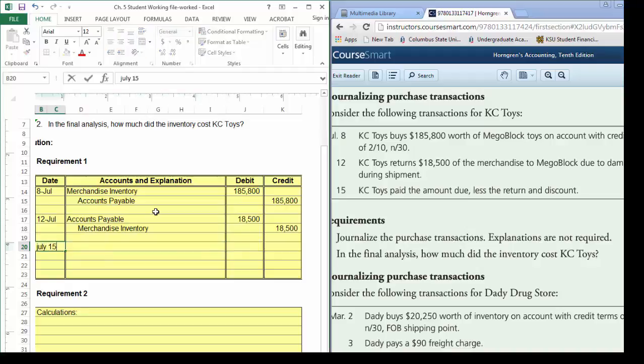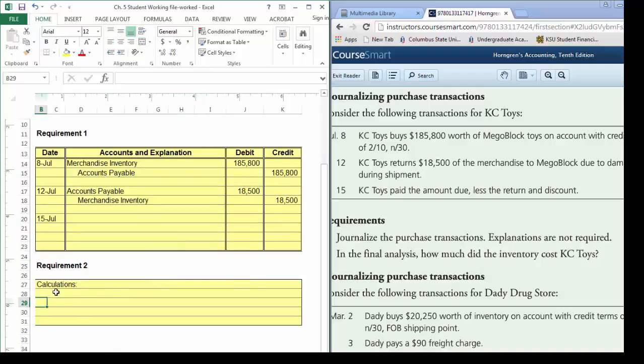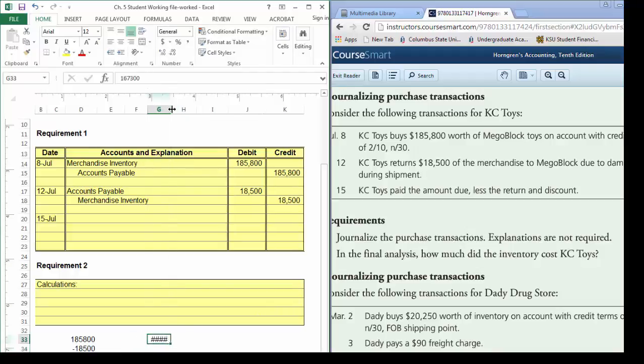The last entry is July 15th. It says KC Toys paid the amount due less the return and discount. So first off, I'm going to come down here. We started in our payable with $185,800. Then we returned $18,500, so we don't owe that anymore. So right now the balance in our accounts payable is $167,300.